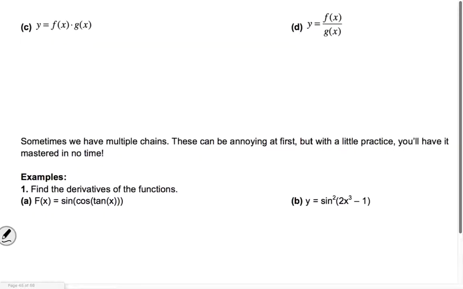Okay there? All right, so go ahead and try the next one. This one is just the what rule? Product rule.